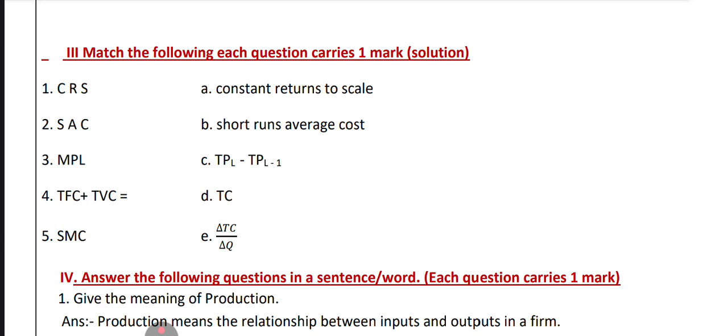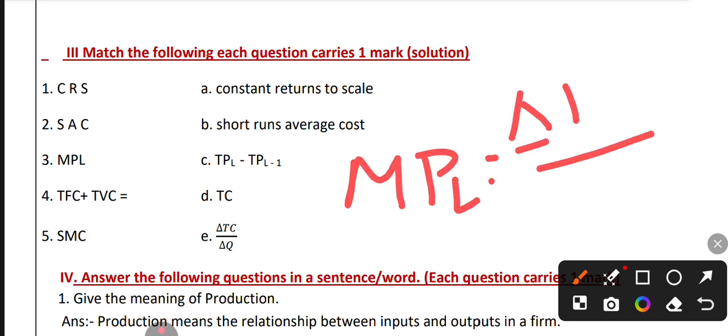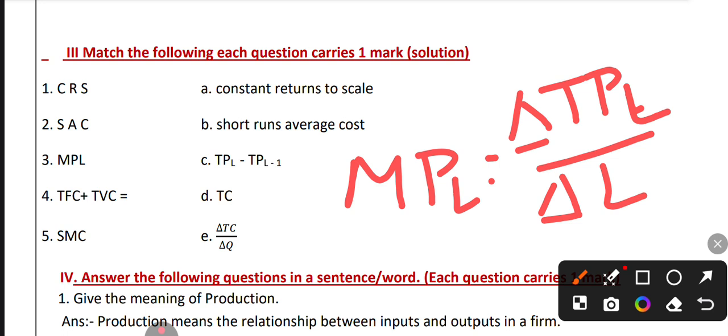Match the following. CRS solution: constant returns to scale. SAC: short run average cost. MPL is TPL minus TPL minus 1. Apply the formula. Then an alternative formula you can use: MPL equals delta TPL divided by delta L. L is nothing but labor. TPL means total product of labor, so delta TPL is the change in total product of labor divided by the change in labor employed in the company.